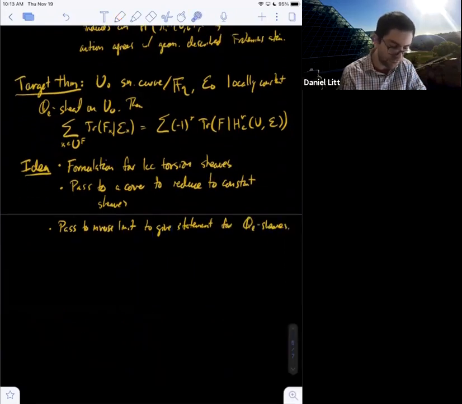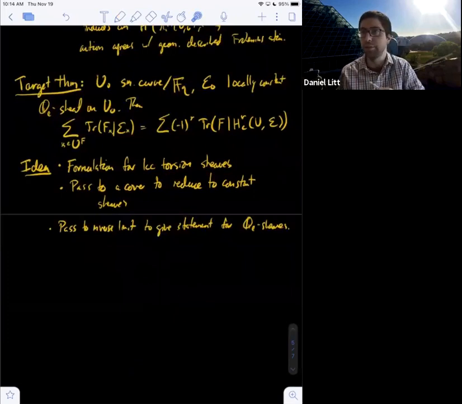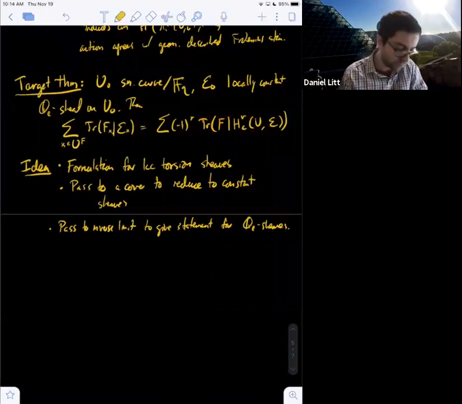So the problem is in step 1. The formulation for locally constant torsion sheaves is not clear what it should be. And the reason why is exactly what I mentioned before. There's no reason that these groups should be free, and in general they won't be free. And so it's problematic to actually define what a trace is. Okay, are there any questions about this?